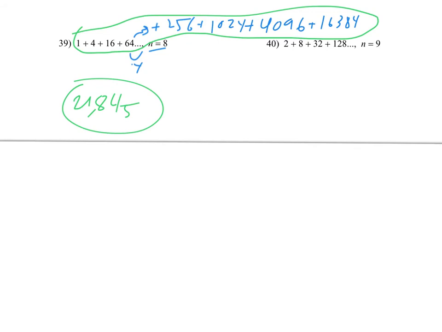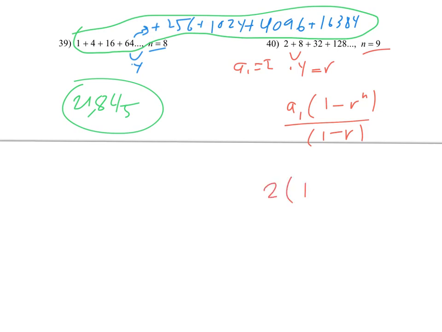All right, next question here, number 40. So this one says it's times 4, one more time, for our r. And so I'm going to go back and use the formula now. So it's going to be a1 times 1 minus r to the power of n over 1 minus r. And so on this one, we know our a1 here is 2. And then we said r was 4. And then n is 9. So we'll go 2 times 1 minus 4 to the power of 9 over 1 minus 4. So the bottom there will become negative 3.